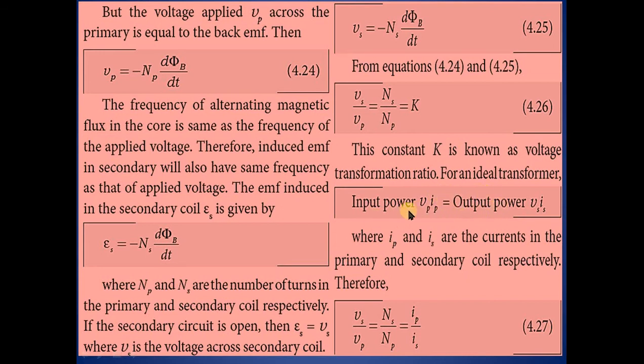Please note it down. Input power Vp Ip is equal to output power Vs Is, where Ip and Is are the current in the primary and the secondary coil respectively. Therefore, Vs divided by Vp is equal to Ns divided by Np is equal to Ip divided by Is. This is a very important formula. Please note it down for your 2-mark problem as well as the objective type question. Vs divided by Vp is equal to Ns divided by Np is equal to Ip divided by Is.